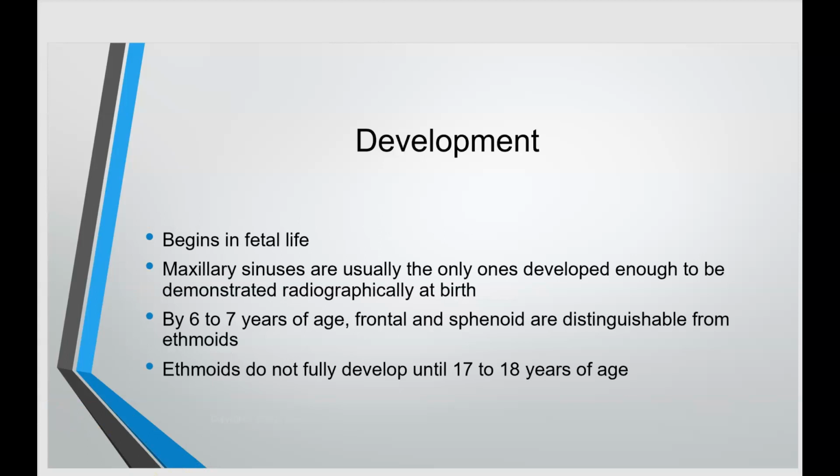Okay, development of the sinuses begins in fetal life. You are born with your maxillary sinuses already developed enough so that they can be seen on X-ray. By the years 6 to 7, the frontal and the sphenoids are distinguishable on X-ray, and your ethmoid sinuses do not fully develop until 17 to 18 years of age.